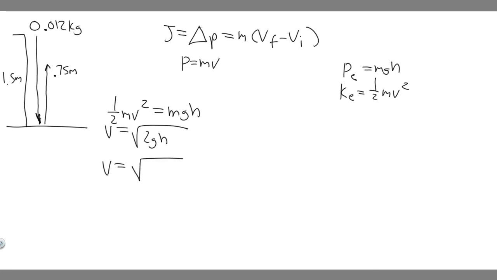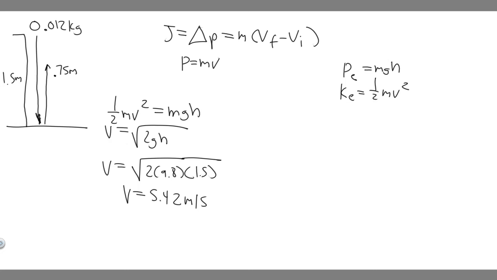So we can solve: 2 times 9.8 times the height. Plug it in your calculator: 2 times 9.8 times 1.5, because it's falling from a height of 1.5 meters. That's the height on this side; the height was 0 on the other side. So v is going to be equal to 5.422 meters per second. I'm just going to say 5.42 meters per second. So that's one of our velocities.